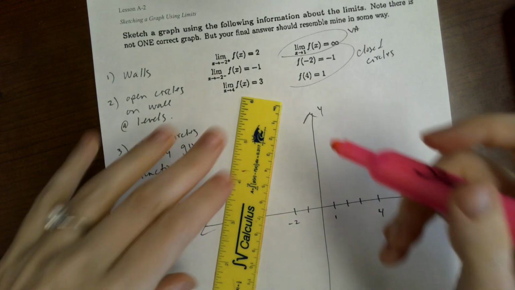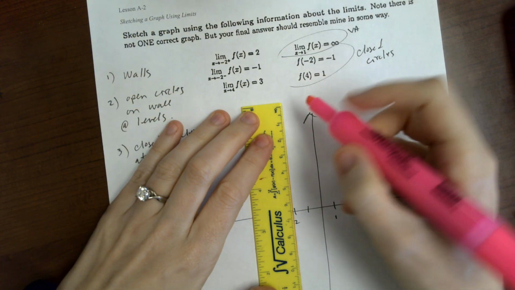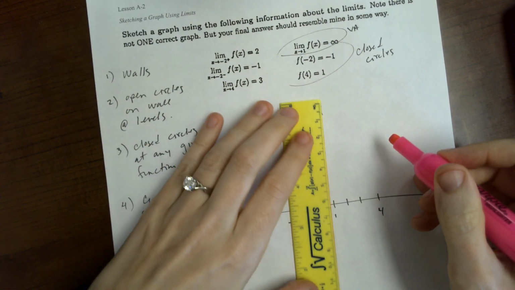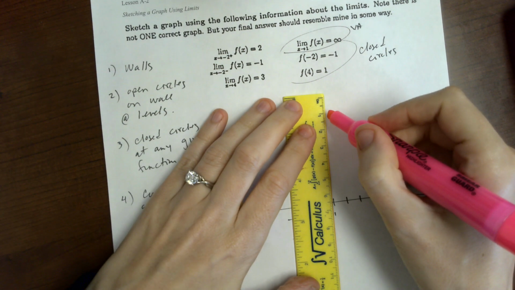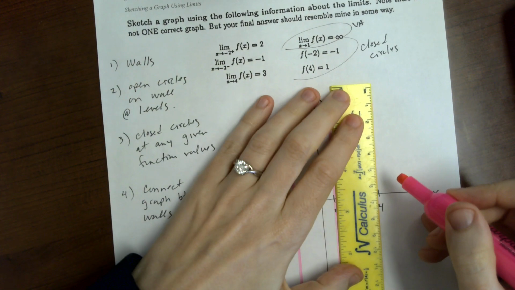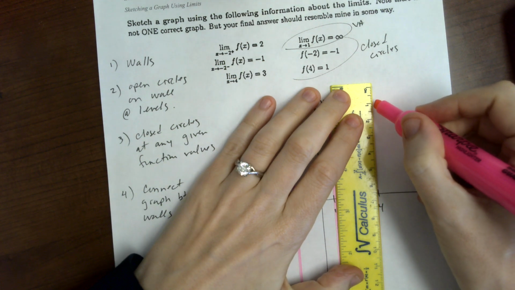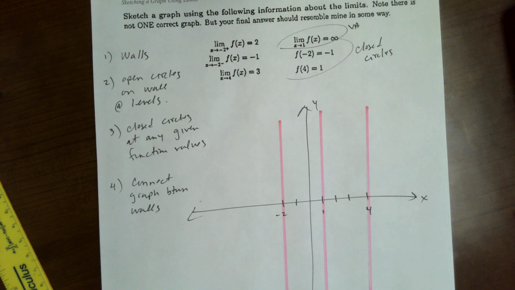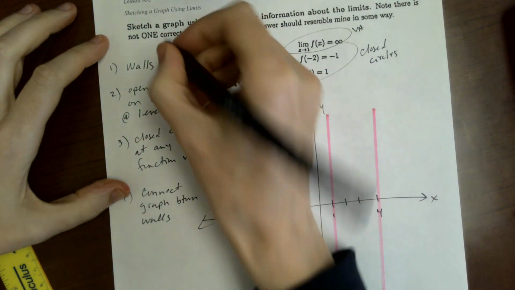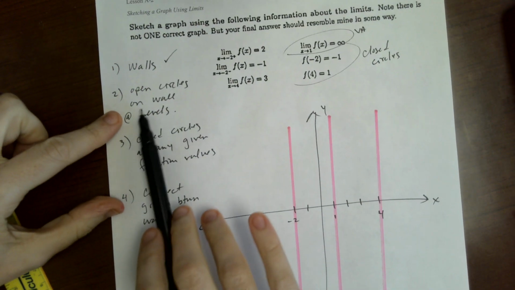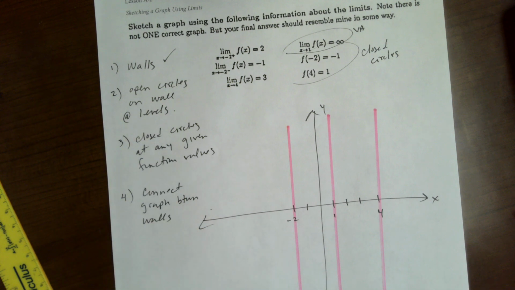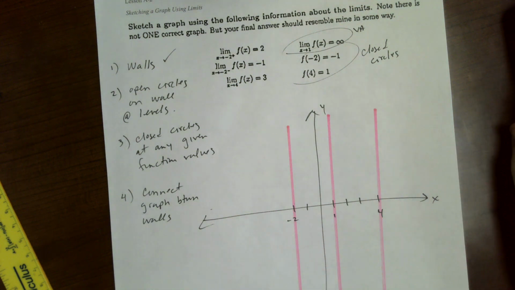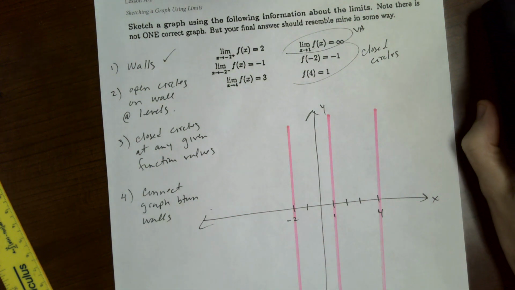Alrighty, so we'll have a wall there, and a wall there. And guys, the walls, you don't even have to draw them in if you want to, just imagine them. Okay, so there are the walls. Now, open circles on the walls at the levels that the limit is telling us the graph looks like it's going to hit.